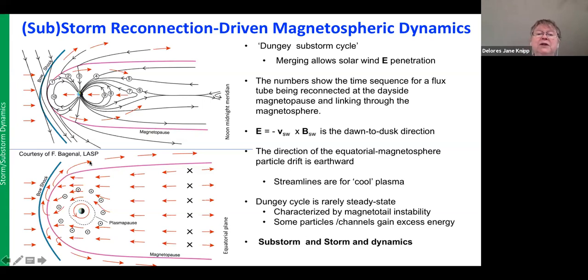So what I'm showing you here is a color diagram, and I can't remember which volume of the textbook it comes out of, but it's created by Fran Bagenal. And she's illustrating here the Dungey substorm cycle, which is this opening up on the day side with southward IMF, with the plasma and the particles essentially pulling these magnetic field lines back into the tail where they will pile up. And then this hard to describe series of events that involves reconnection and substorm production happens.